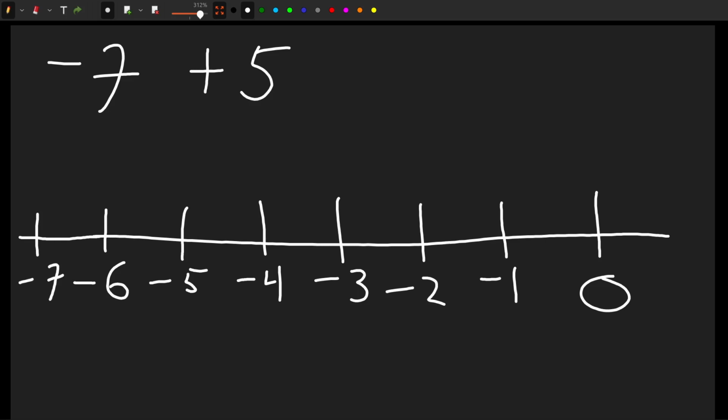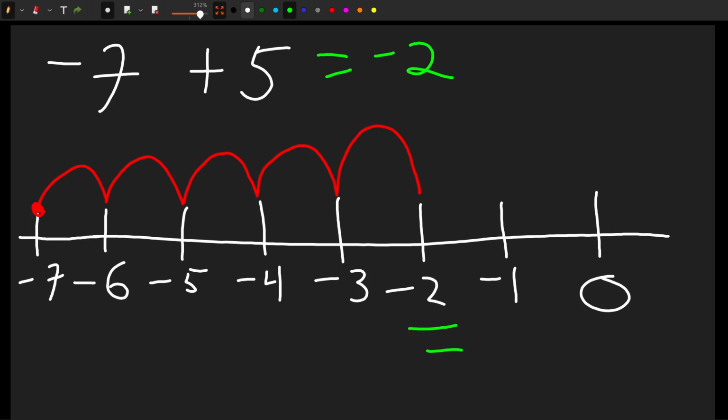Since we start at -7, now we have to count forward 5 spots. So we go 1, 2, 3, 4, 5, and we end at -2. And so -7 plus 5 is -2.